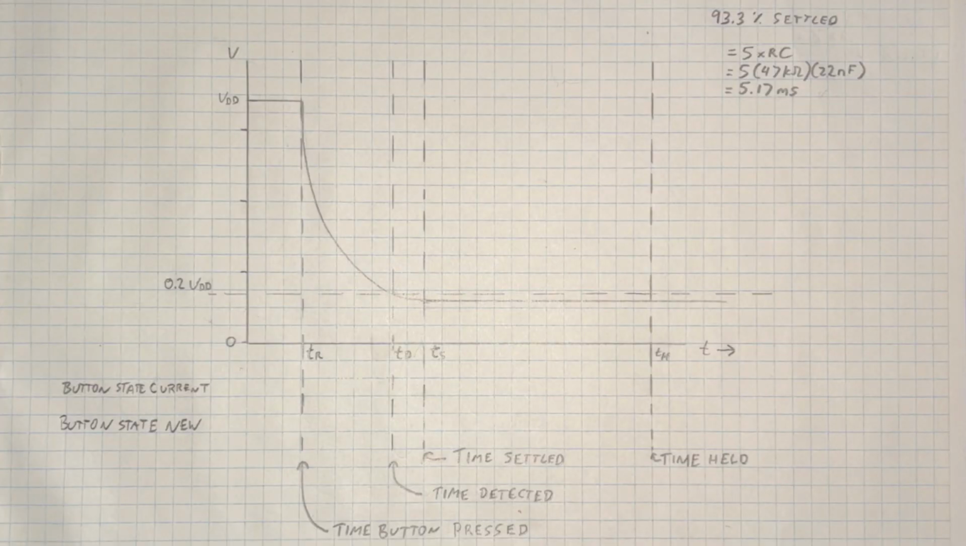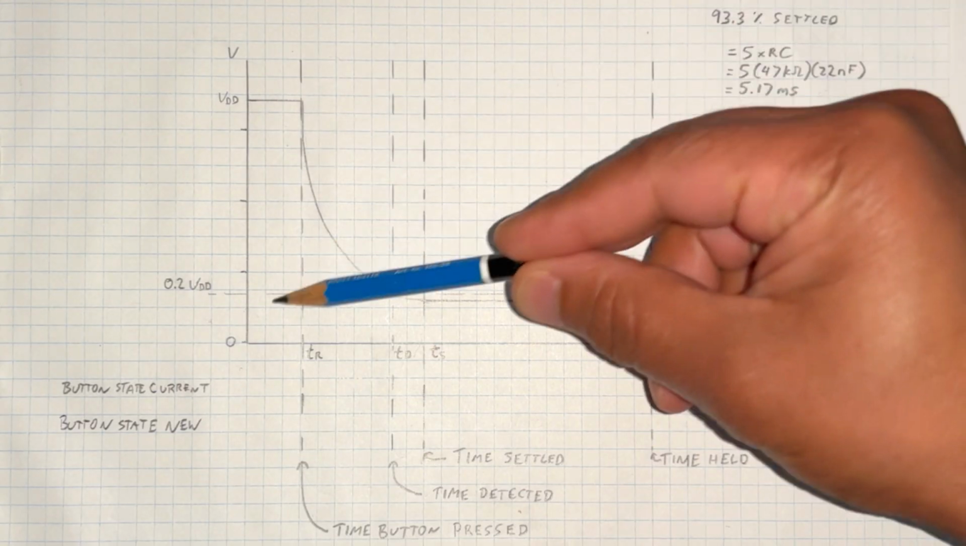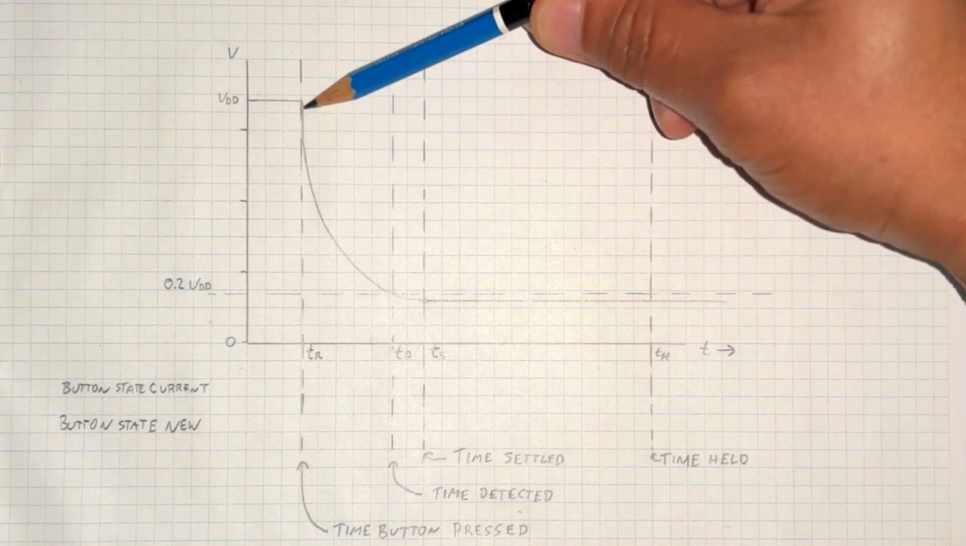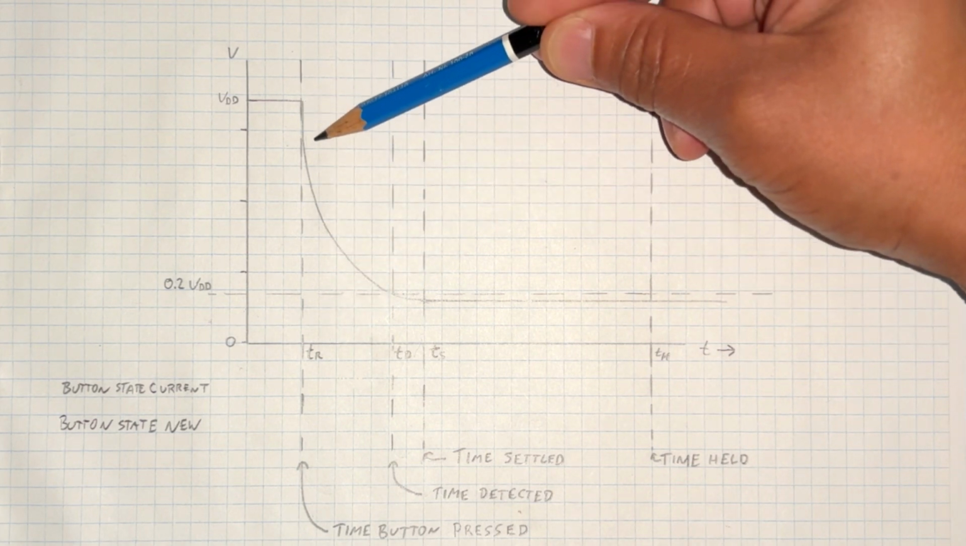Okay, so now the ADC should be configured, but we need to be careful as to when we start that measurement, because remember, the button signal takes time to settle. Here's a little diagram that I drew that shows the signal drop when a button is pressed. On the vertical axis we have voltage, on the horizontal axis we have time. You can see here at TR, or time R, the button is pressed and the signal begins to drop.